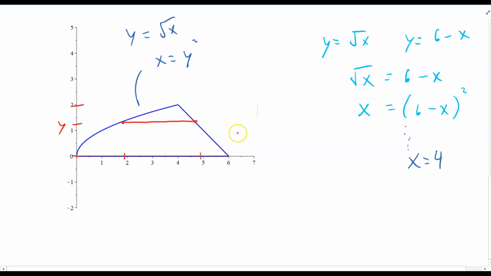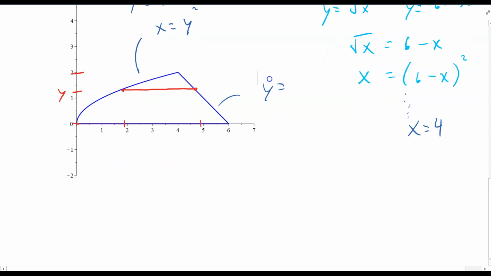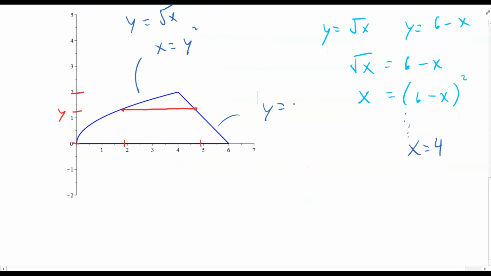Now similar for the other curve on the other side. That's y equals 6 minus x. If you solve that equation, add x to both sides and subtract y, we would get x is equal to 6 minus y. So what are we going to say? We're going to let x vary from the left side to the right side. On the left side, for that fixed y value, x is equal to y squared. And then the right-hand side is 6 minus y.